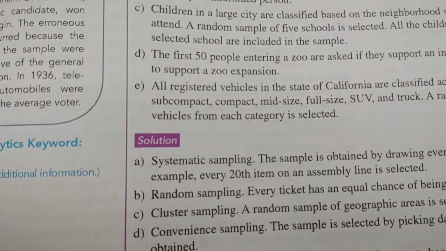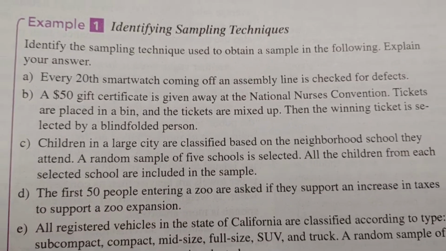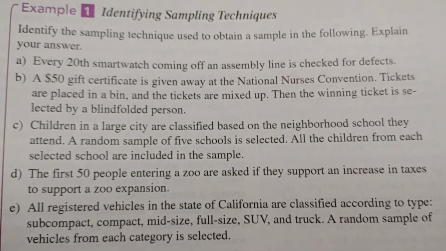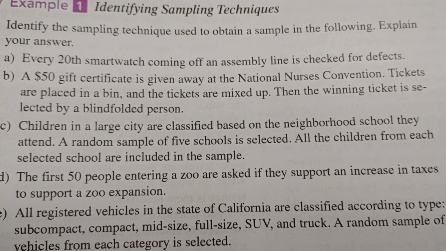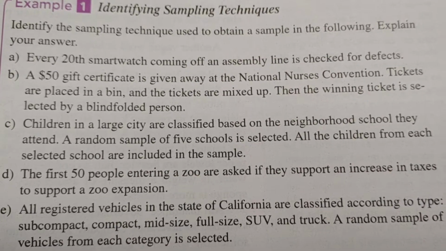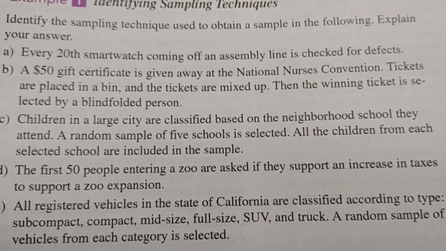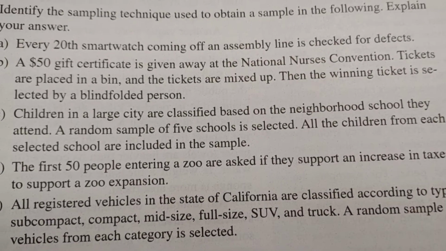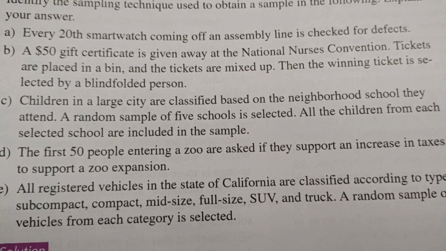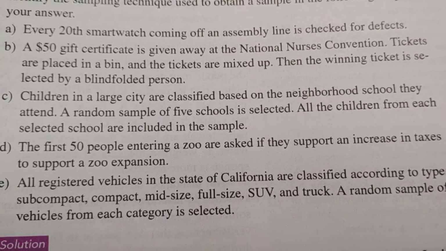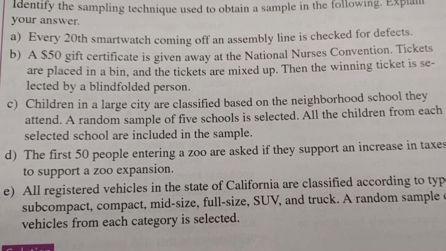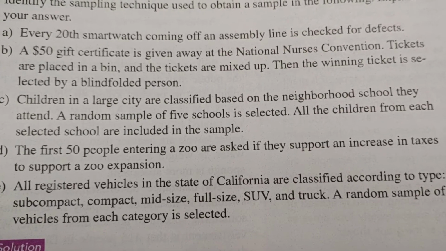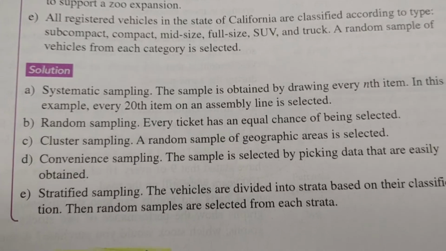Okay? So now we identify the sampling technique used to obtain a sample in the following. Letter A says, every 20th smartwatch coming off an assembly line is checked for defects. As a consequence, that's systematic. B says a $50 gift certificate is given away at the National Nurses Convention. Tickets are placed in a bin and the tickets are mixed up. Then a winning ticket is selected by a blindfolded person. And this is called random sampling.